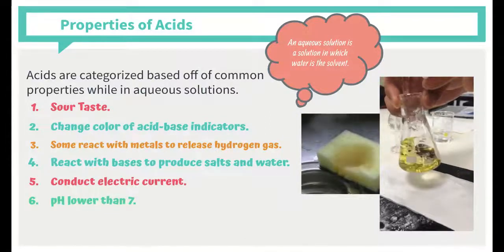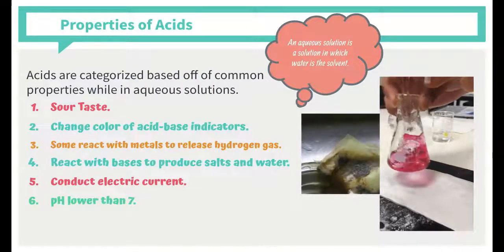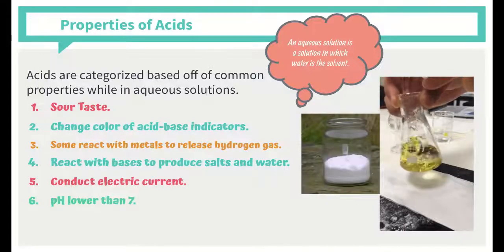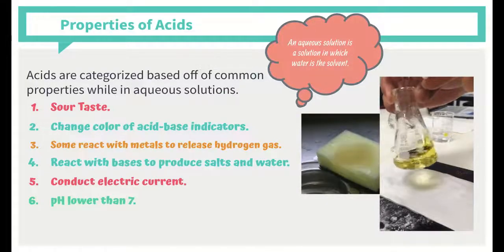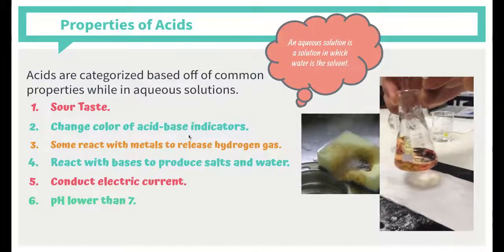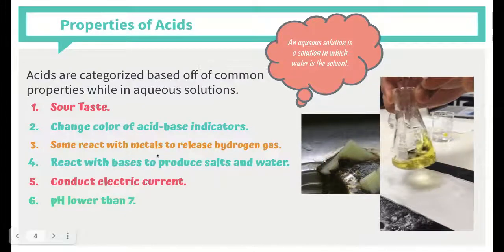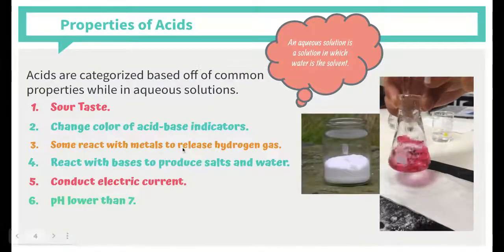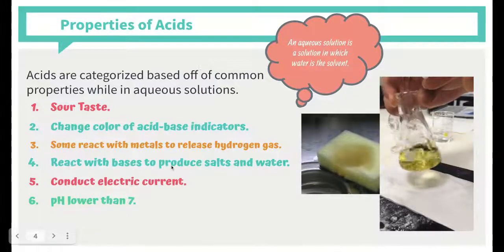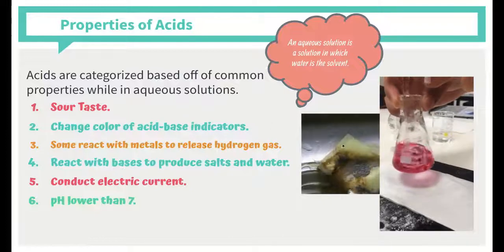So, the properties of an acid, they're going to be sour in taste if you were to taste it. And the other big one is that they're going to have a pH lower than 7. So if you have a pH between 0 and 7, it's considered an acid. Acids also conduct electricity very well, and they also change your acid-base indicators. Some will react with metals, and we will talk about that more when we talk about reactivity. And some of these will react with bases to produce salts and water, and we will talk about all that in a second. So these are just some examples here.